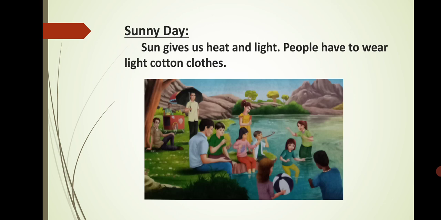Sunny day. So when there is a sun in the sky and the sun is not covered by the clouds, we say the weather is sunny. The sun gives us heat and light, so people have to wear light clothes on a sunny day. And we like to drink and eat cold things on a sunny day. Look at the picture. The people are enjoying the sunny day. They like to eat ice cream and cold drinks. So the weather is sunny.